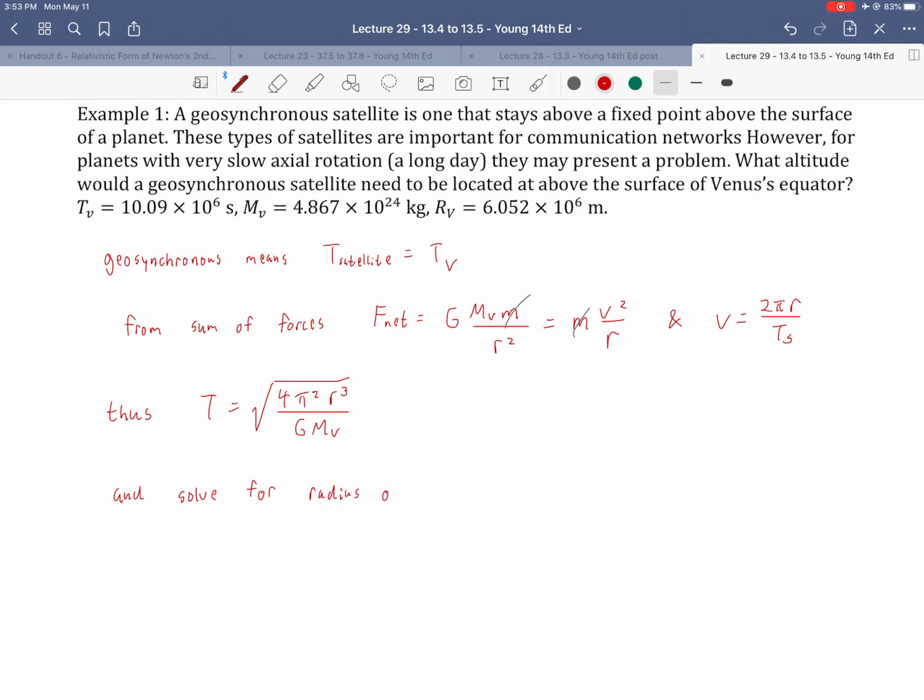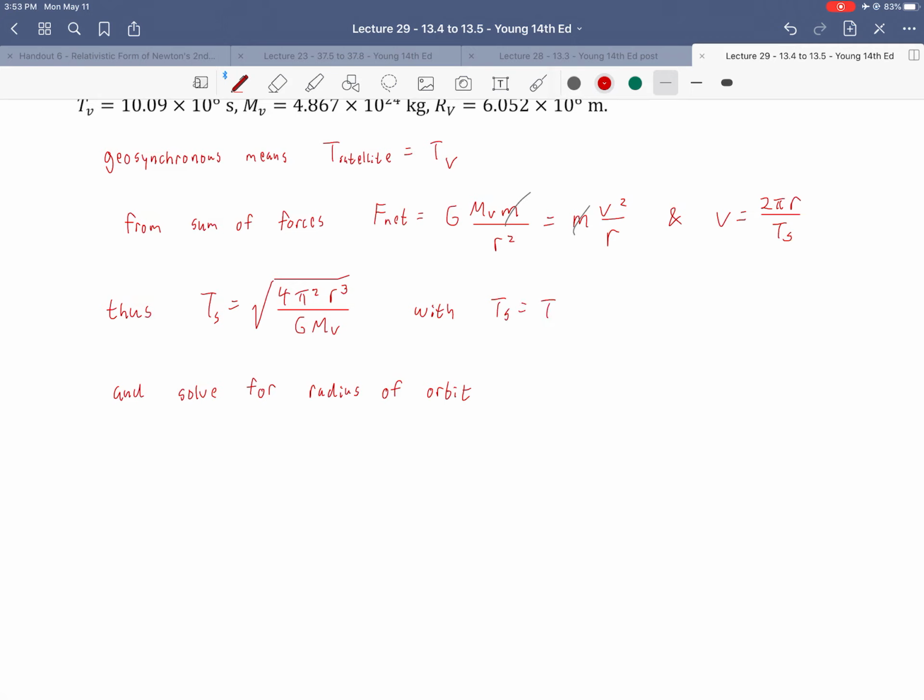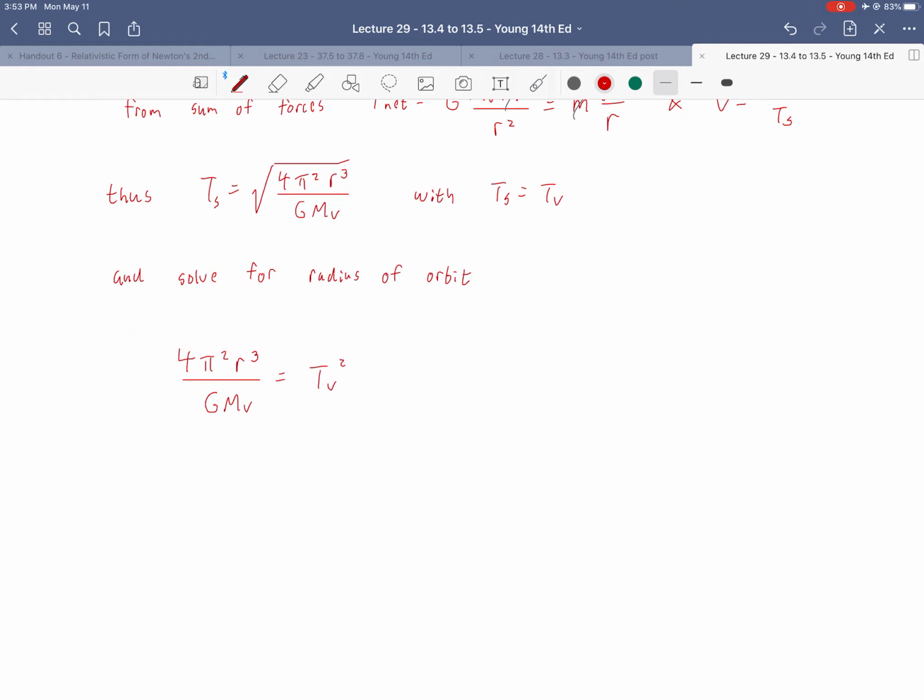And so this will be with, I'll call this TS, but here I'll say with TS equaling TV, so the period of the satellite equaling the period of Venus. It's a very, very long day period. All right, so then what is that going to be? I'd have my 4 pi squared R cubed over G mass of Venus equaling the period of Venus squared, because I've just squared both sides. And then we'll go ahead and just solve for R.